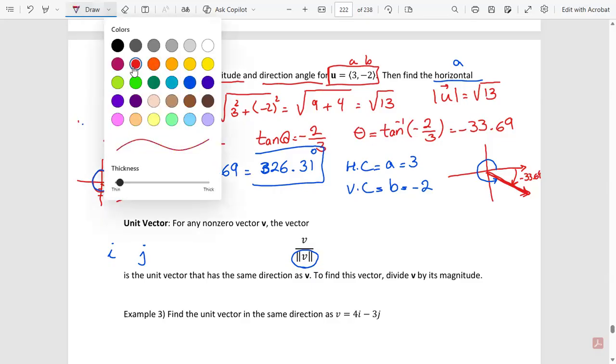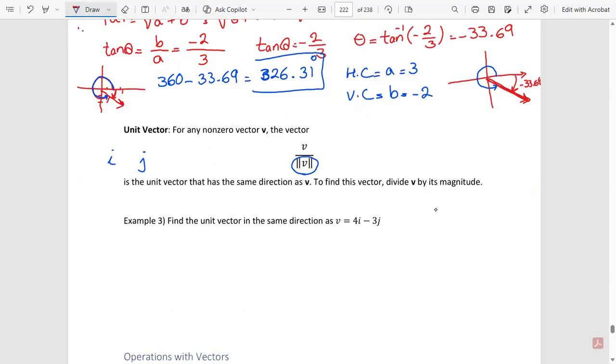For example, I have a vector 4i minus 3j. 4i minus 3j means the horizontal component is 4 and the vertical component is -3. That means if you want to show it in a graph, 1, 2, 3, 4, 1, 2, 3, so this is my vector, vector B. And you can see the direction of this vector.